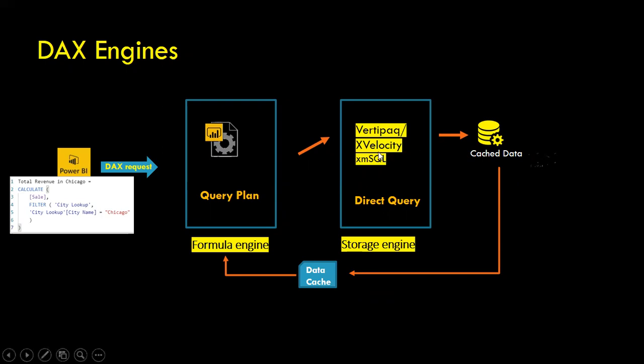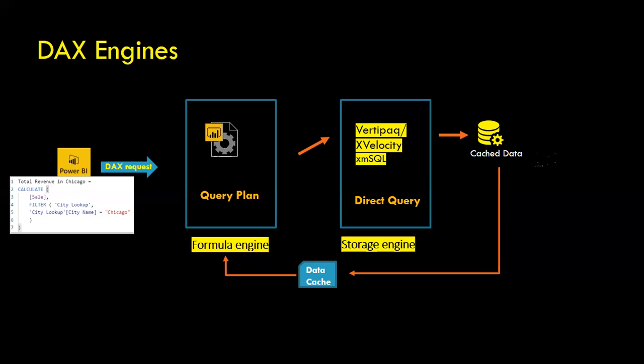Now the question is, what is this Vertipaq and what is X velocity? In the past, they used to call this engine the Vertipaq engine. Now Microsoft has renamed the Vertipaq engine as X velocity. What does X velocity do? Why does the query plan in the case of import connectivity mode have to be sent to the Vertipaq or the X velocity?